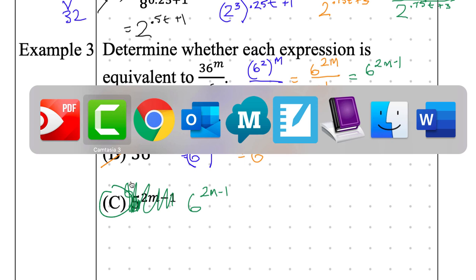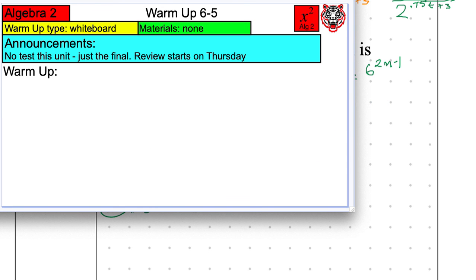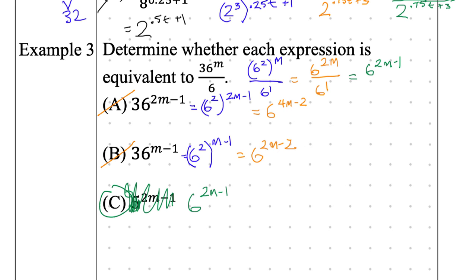And I forgot to mention that we have some new news here. That's geometry. Let's go to Algebra 2. There was no warm-up, but there is no test or final quiz on Friday for this unit, just the final. So that means Wednesday is our last day of new material. Our review for the final is going to be Thursday, Friday, the weekend, including Monday as well. So you have 3 days to review for the final. Hopefully that makes some of you happy. And yeah, that's it. I'll see you guys tomorrow.